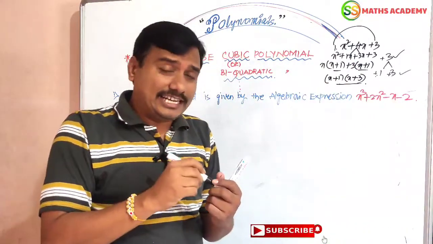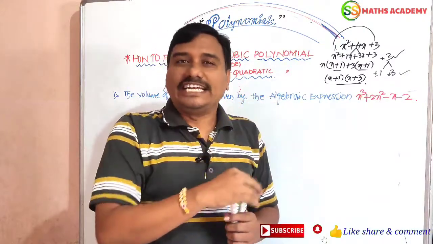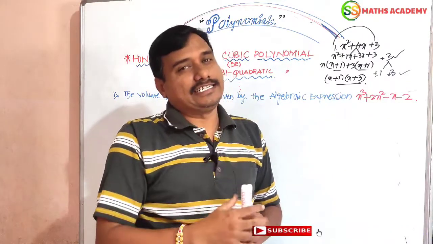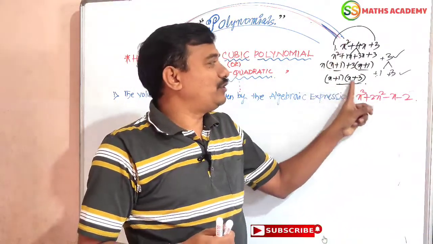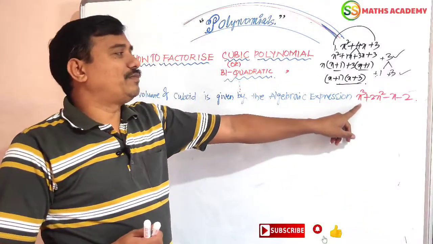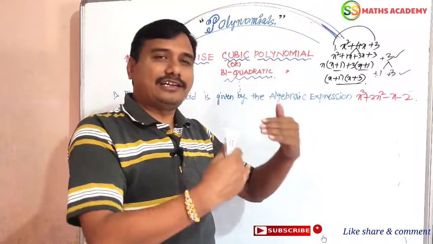Friends, I told you very clearly one important note in our previous video. Depending on the degree, we should get that many factors. Here the degree is 2, so we should get two factors. Now it is easy. What about a cubic polynomial? Like these questions are given, we have to solve them in the easiest manner. That thing I will tell you.